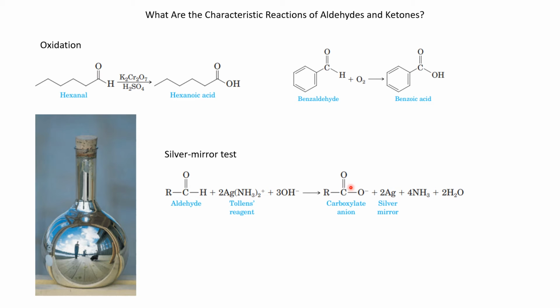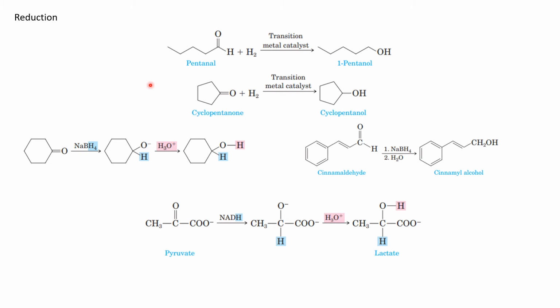Today, silver oxide is rarely used for the oxidation of aldehydes because of its high cost and because of the availability of other more convenient methods for this oxidation. This reaction, however, is still used for making silver mirrors. Okay, next reaction, reduction.